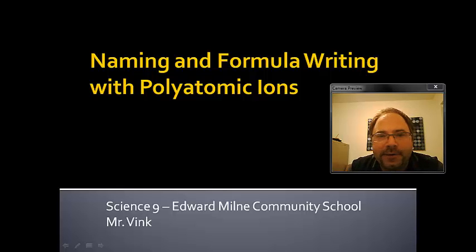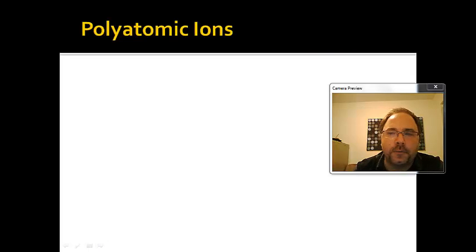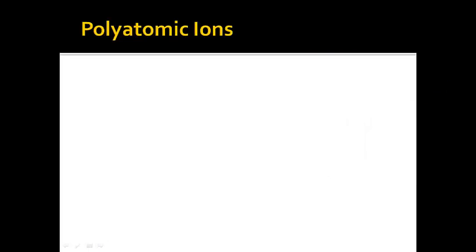In this video, we're going to discuss how to write names and formulas for compounds with polyatomic ions. So, what is a polyatomic ion? A polyatomic ion, quite simply, is a group of atoms that act together like a single ion.